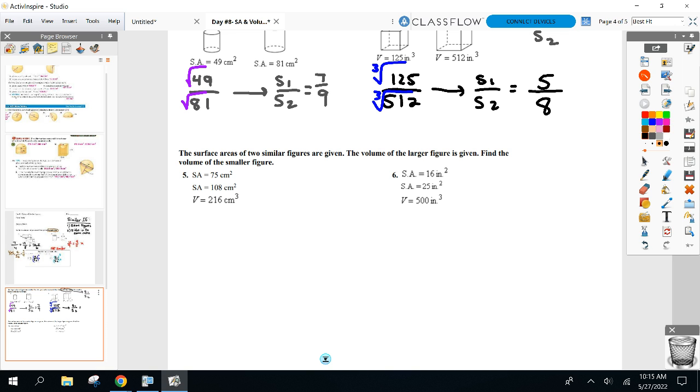So just to give you a visual, all right, please don't draw this out, but just to give you a visual of what's going on here. Say I have two cylinders that are similar to each other.